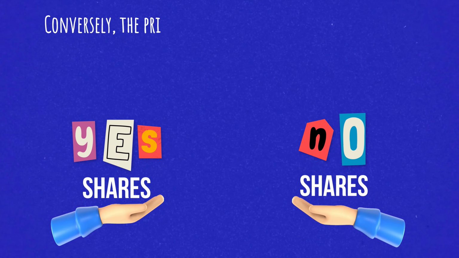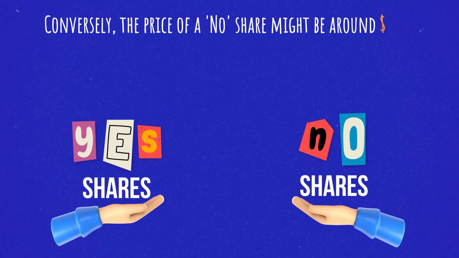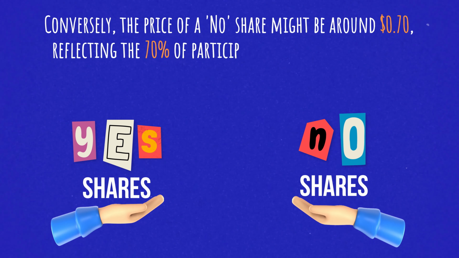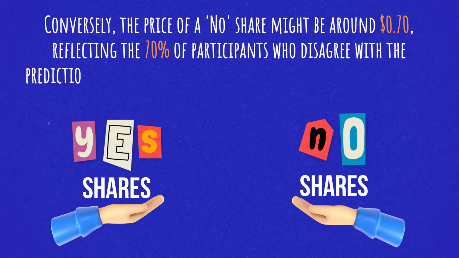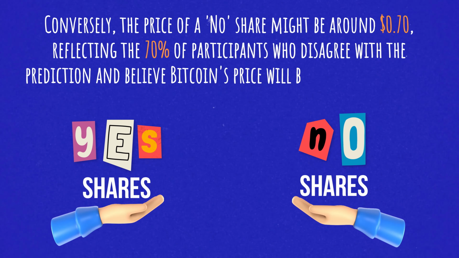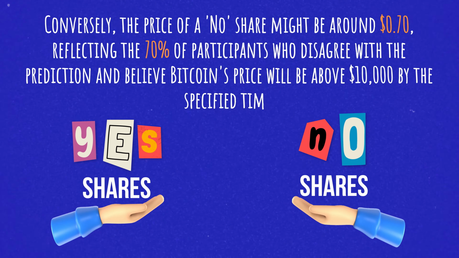Conversely, the price of a no share might be around 70 cents, reflecting the 70% of participants who disagree with the prediction and believe Bitcoin's price will be above 10% by the specified time. This dynamic pricing allows market participants to express their belief in the likelihood of the outcome and potentially profit from it if their prediction is correct.